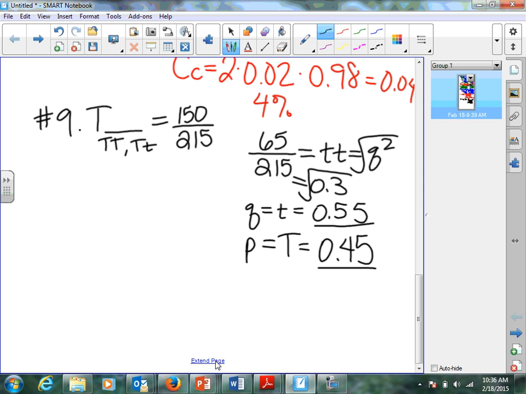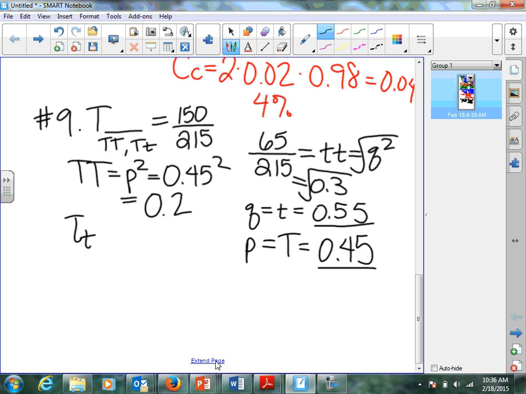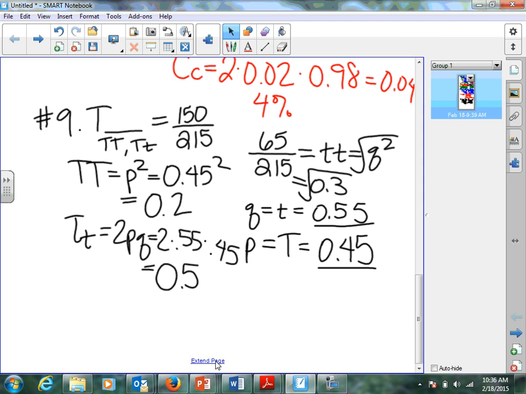And so it wants all potential frequencies. So now it's asking for big T, big T, which is p squared. So if I take 0.5 and I square it, I get 0.2. And then the big T, little t is 2pq, which means I take 2 times 0.55 times 0.45. And if you work that out, you should end up with 0.5. And hopefully that all made sense, and you understand how to work through those problems.